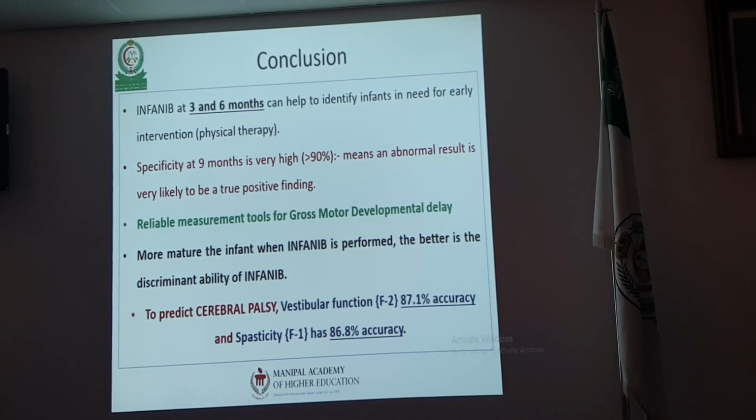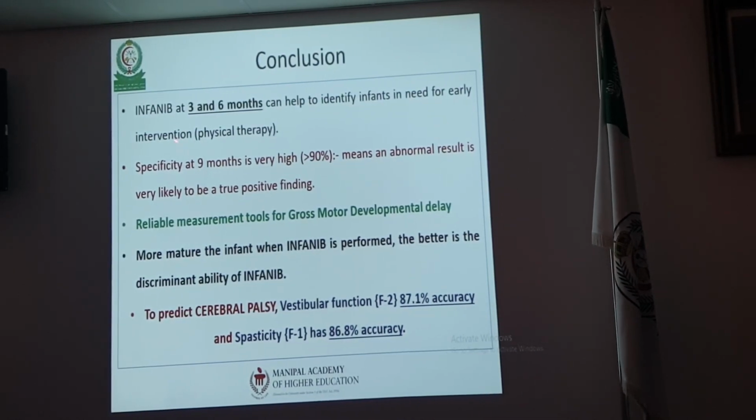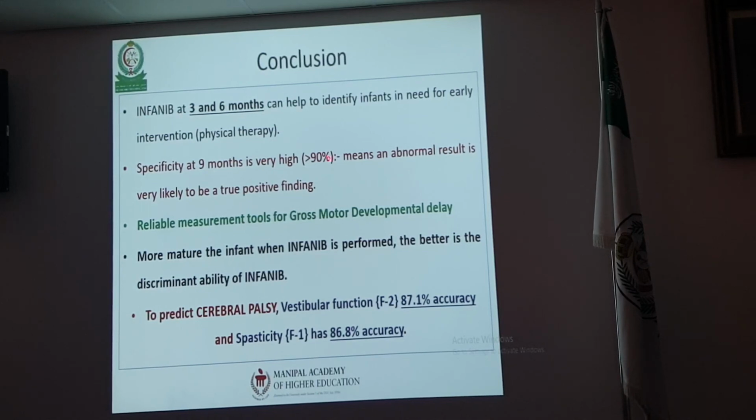So, conclusion. At 3 to 6 months, Infanib application is good to identify infants for early intervention. Specificity at 9 months is very high, meaning an abnormal result is likely to be a true positive finding. That means the child continues to be abnormal and you can be serious about the baby for therapy. Then it is a reliable measurement tool for gross motor delay. So if you see a motor delay in the child, you can trust this scale to be reliable.